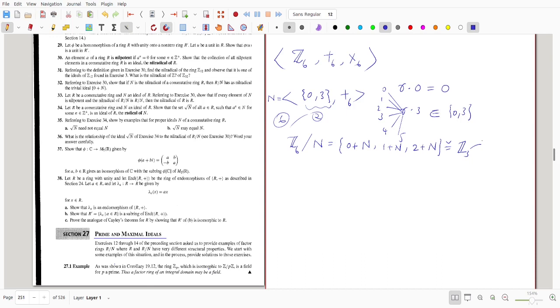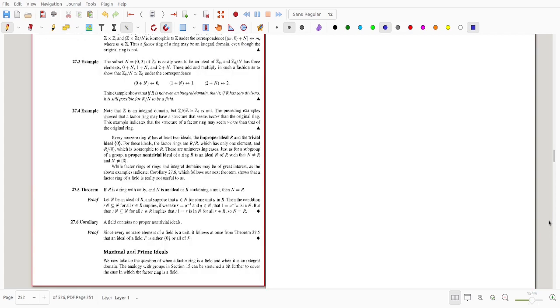So Z6 over N is isomorphic to Z3, but this is a field, even though Z6 is not a field. It's not a field; it is not even an integral domain because there are zero divisors. So the ring Z6 is not an integral domain, but the quotient ring will have the property of a field. So this is also possible. This kind of example is discussed in the first part of this section 27.